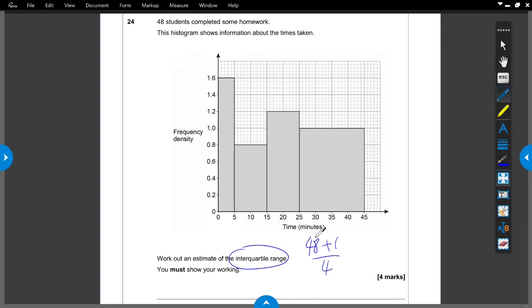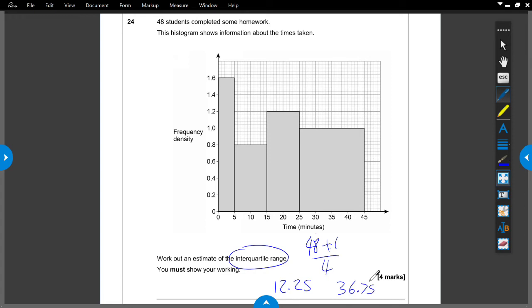Let's put that into a calculator: 48 plus 1, divided by 4. And I get 12.25. Just going to take note of that. And then I times that by 3. That tells us our upper quartile. Our upper quartile is going to be 36.75.